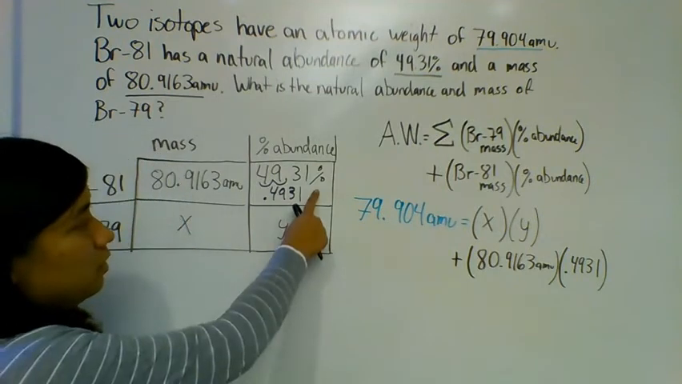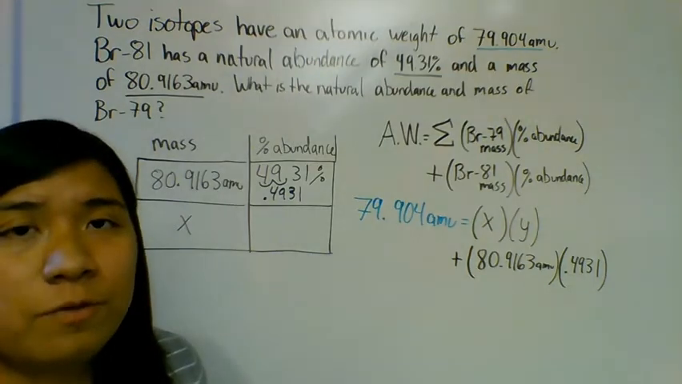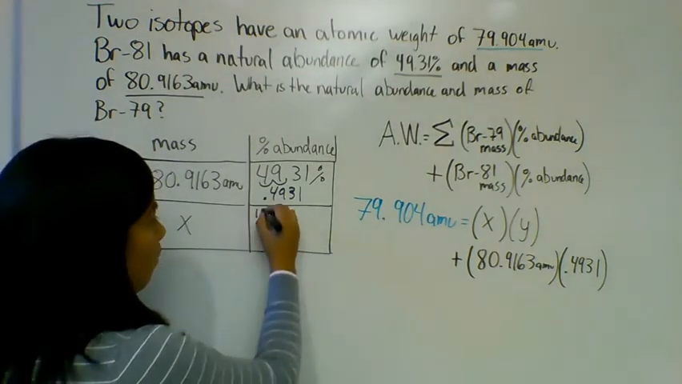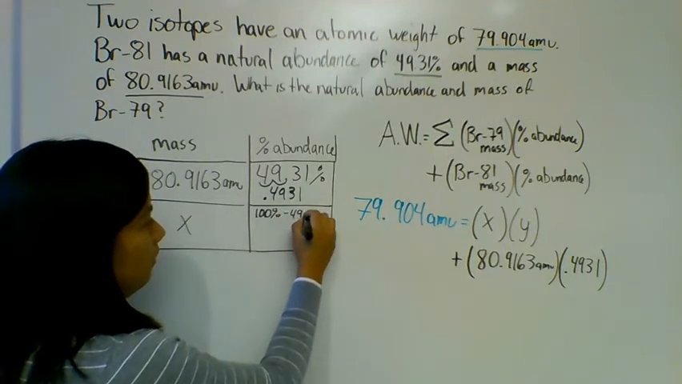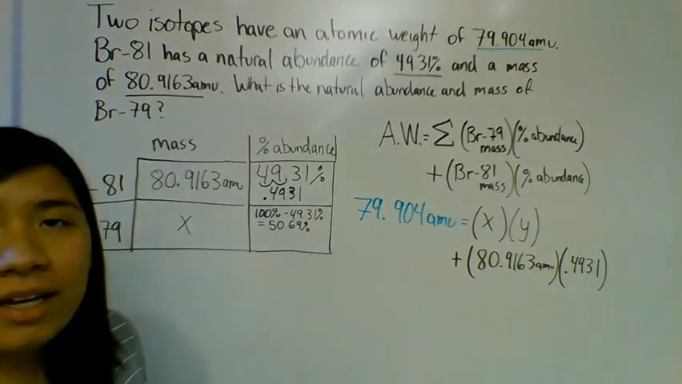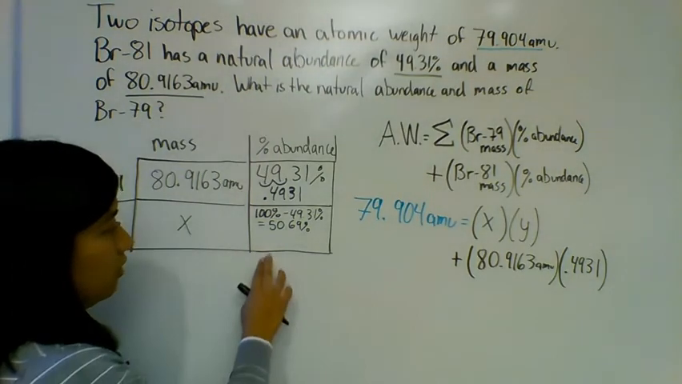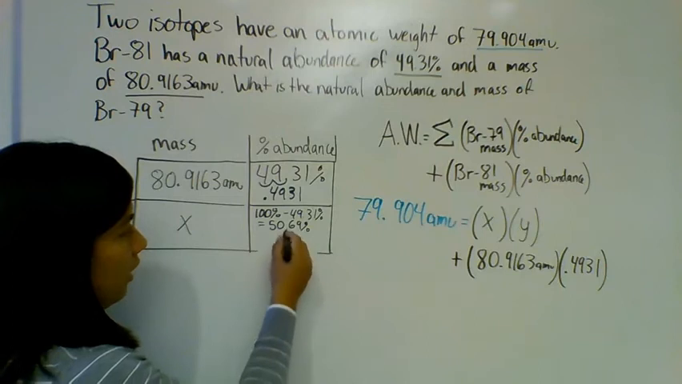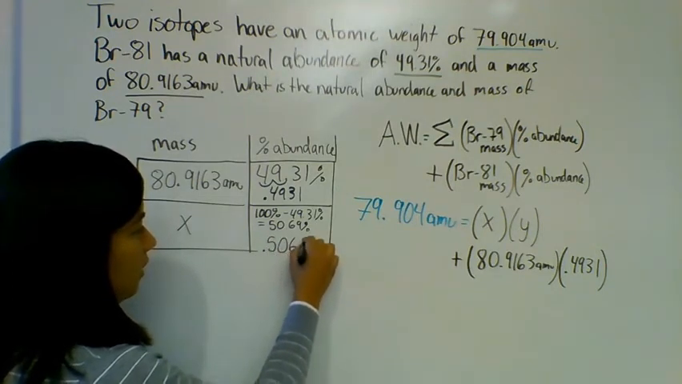So we know that this percentage plus this have to equal 100. So to find that number, I'm going to do 100% minus 49.31%, and I get 50.69%. Now this needs to be turned into a decimal. Again, I move this over twice, so I get 0.5069.